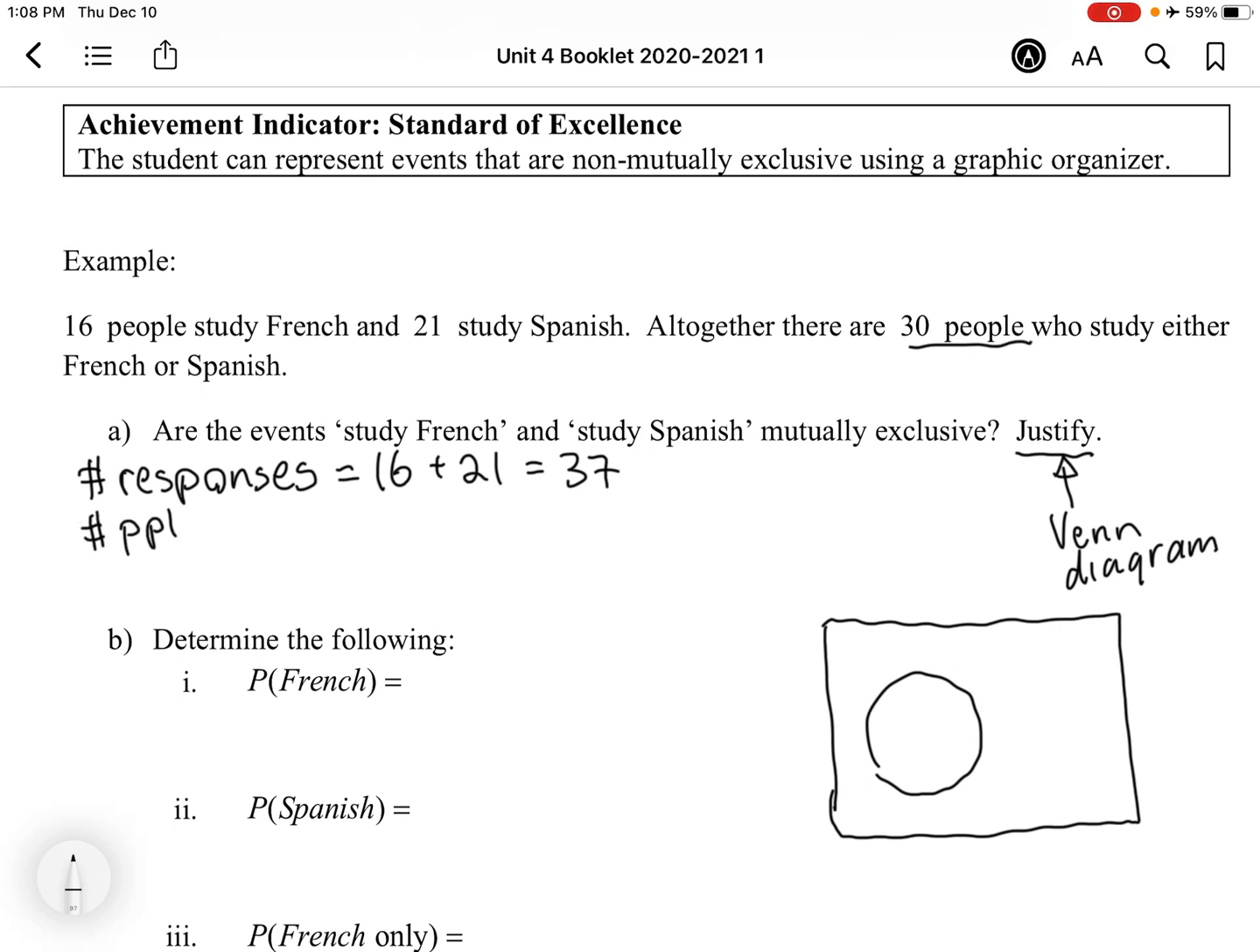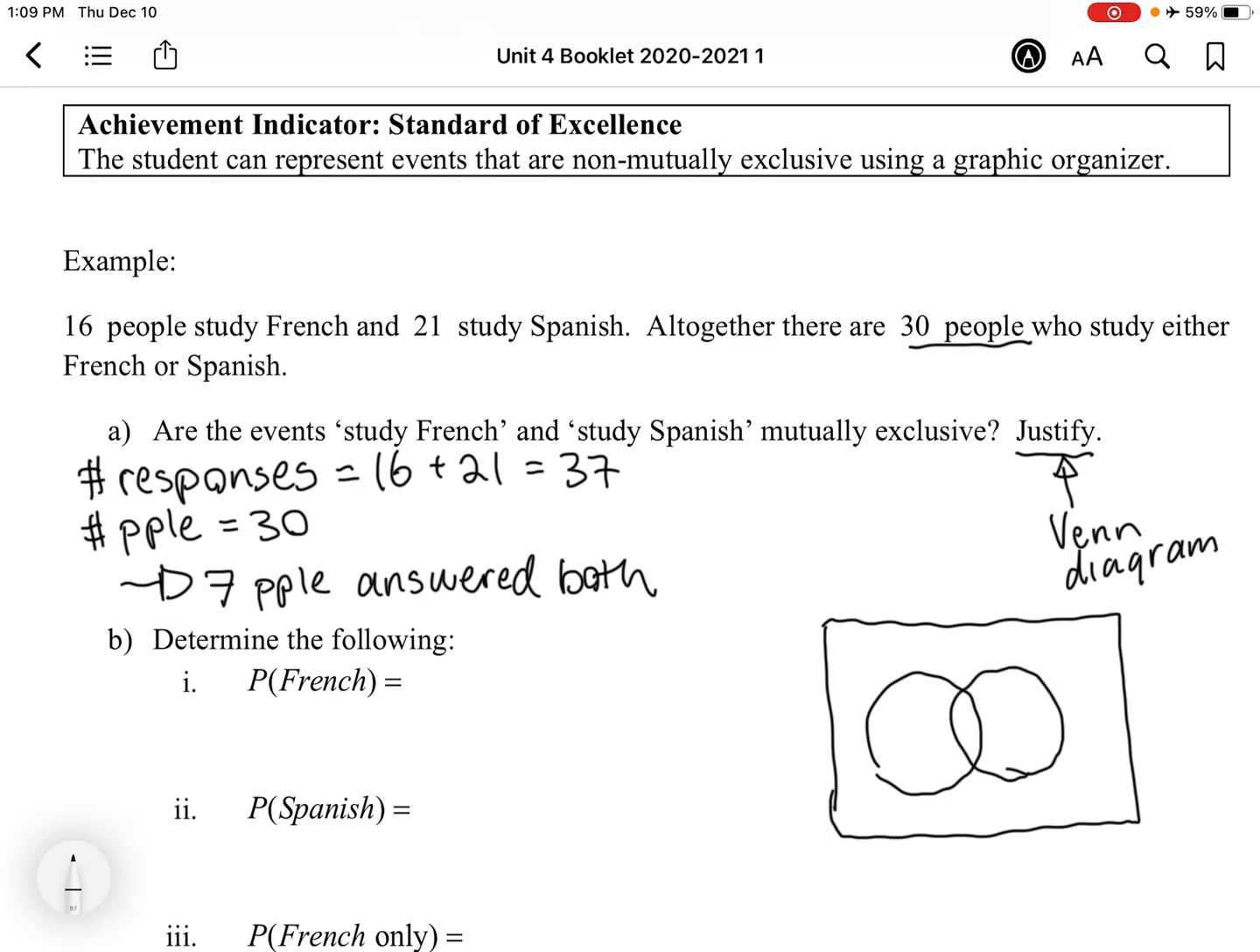So the number of people is 30. That means 7 people answered both. Okay, so it is a case of overlap. There we go. All right, so one of these is French, one of these is Spanish, and there's 7 people in the overlap.